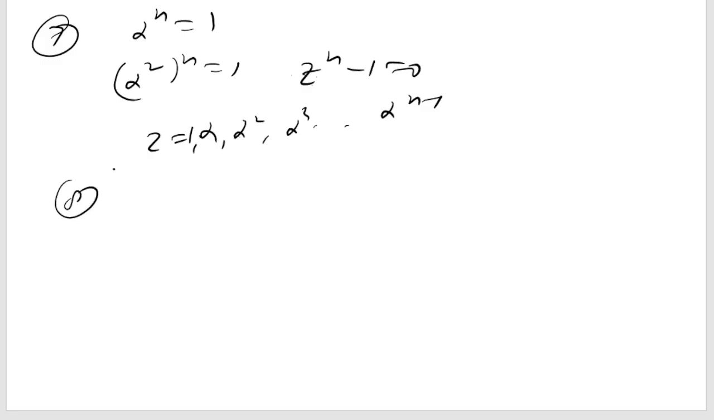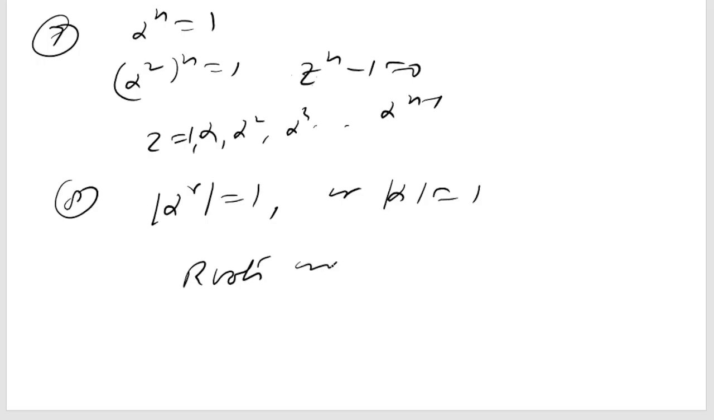Next point is, since alpha to the power r, whatever value, its modulus is 1, we can say that the roots are unimodular. Why are the roots unimodular? Because the modulus of each root is 1.